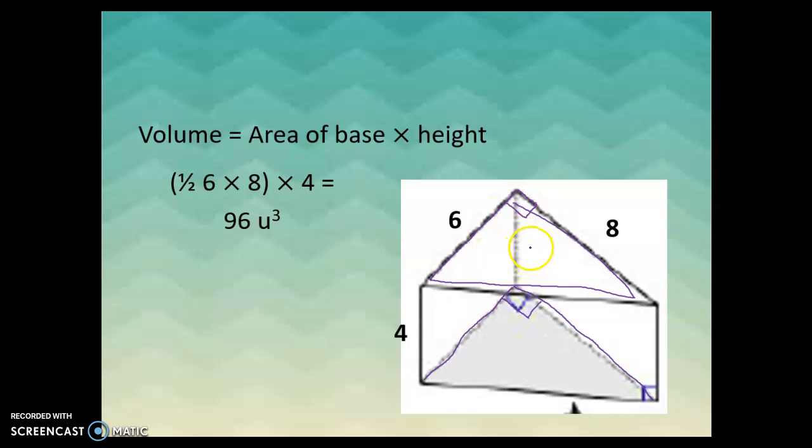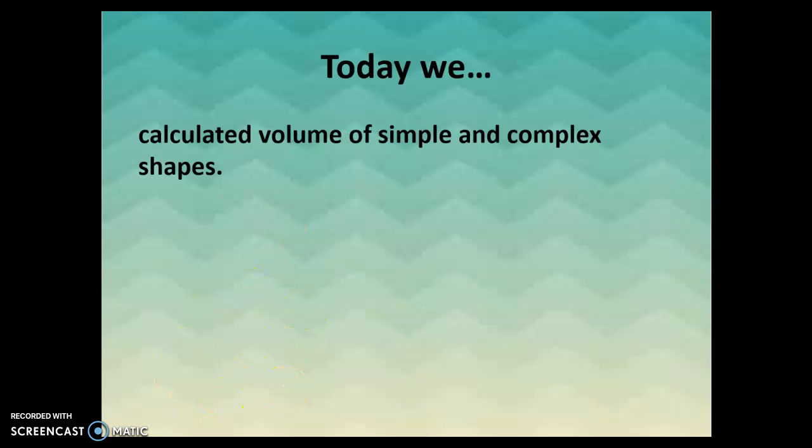1/2 of 6 times 8 is 24. And then we take that 24 and we multiply it by our height of 4. And when we do that, we get 96. We're not given a unit, so 96 units cubed.